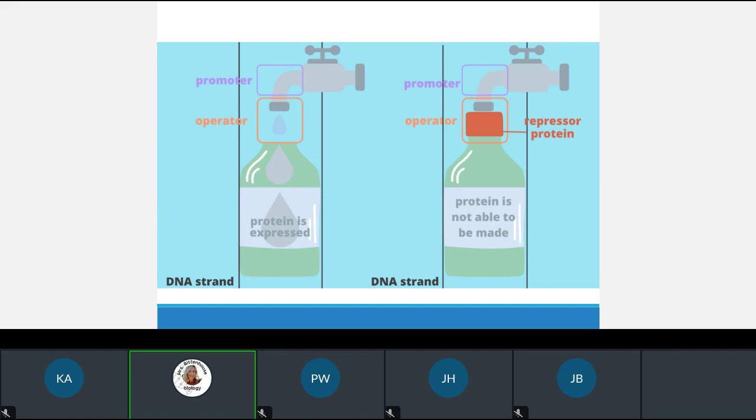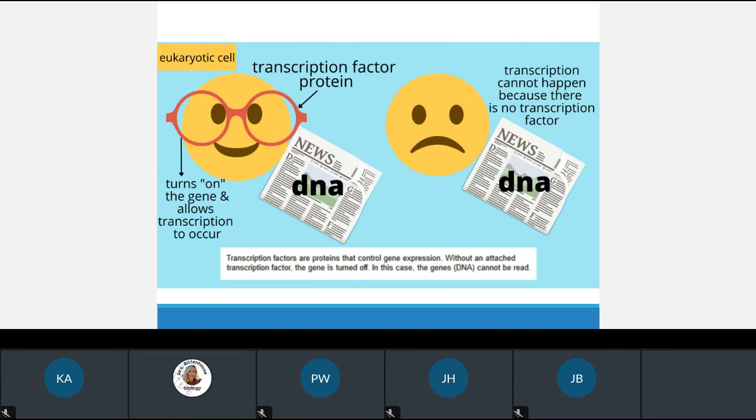Okay. All right, so this is our prokaryotic cell. Let's write prokaryotic cell. But this is our prokaryotic cell. And over here, our good old smiley face with the glasses, reading the DNA newspaper. This is our eukaryotic cell.